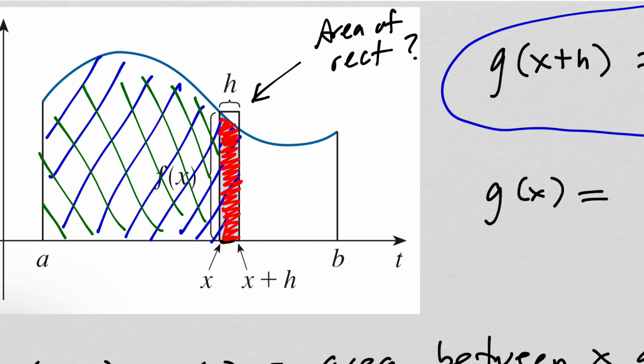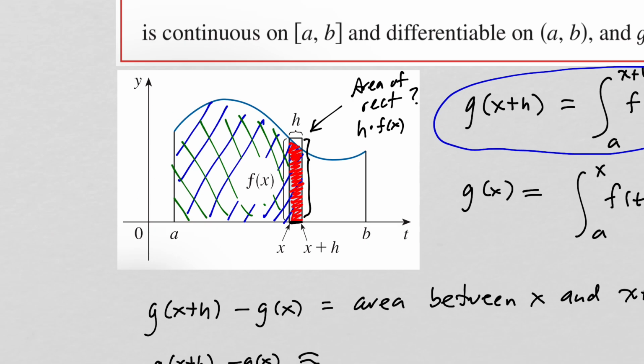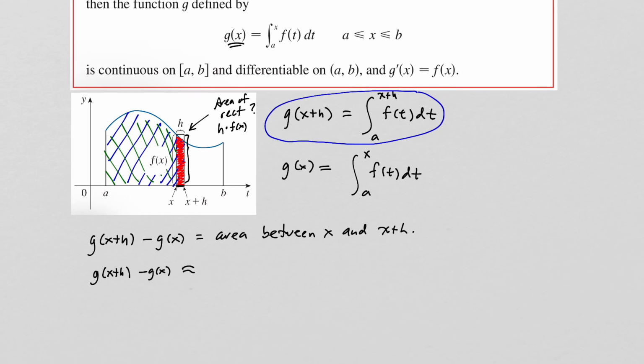Well, you take the base, which in this case is h, and you multiply it by the height, and the height is f of x. Okay, the height of that rectangle is f of x. So from that, we know that g of x plus h minus g of x is approximately equal to h times f of x.